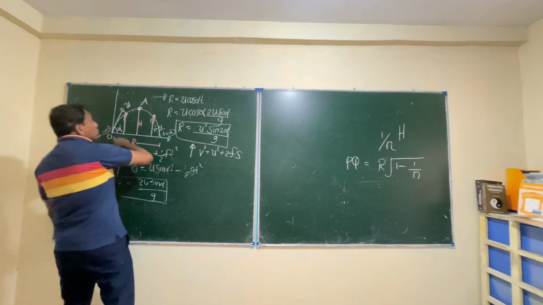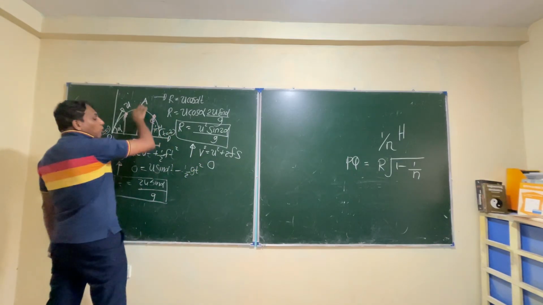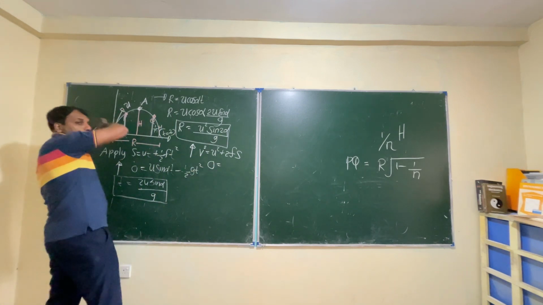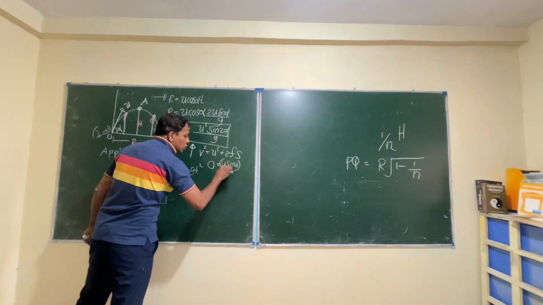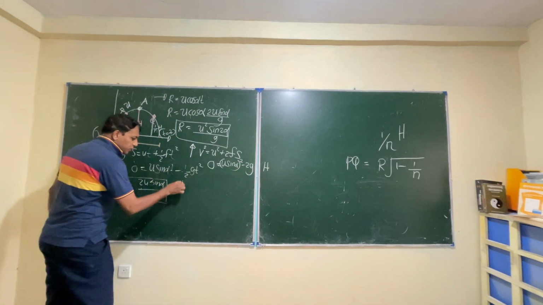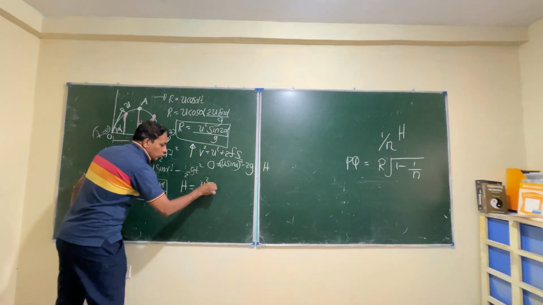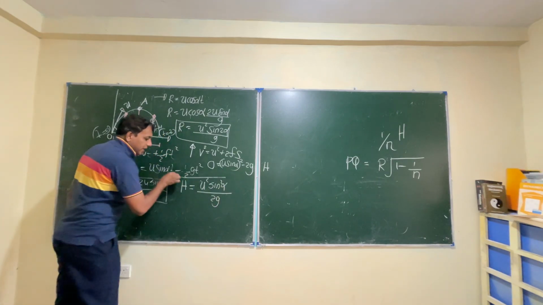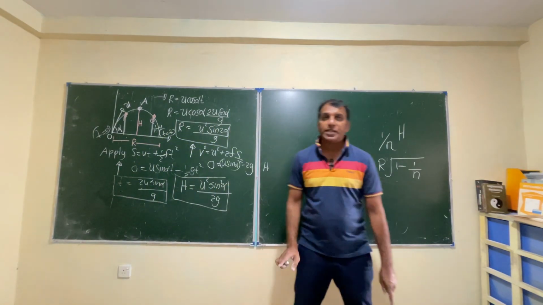So apply vertically O to A. The final vertical velocity is 0. It's called the peak point, right? What is the initial vertical velocity? Not u cos alpha, but u sin alpha. So 0 equals u sin alpha, all squared, minus 2gh. Therefore, dear students, what is capital H? The maximum height reached by the particle is u square sine square alpha over 2g.